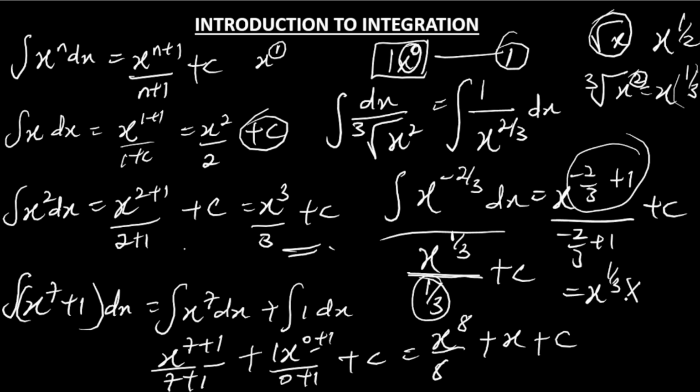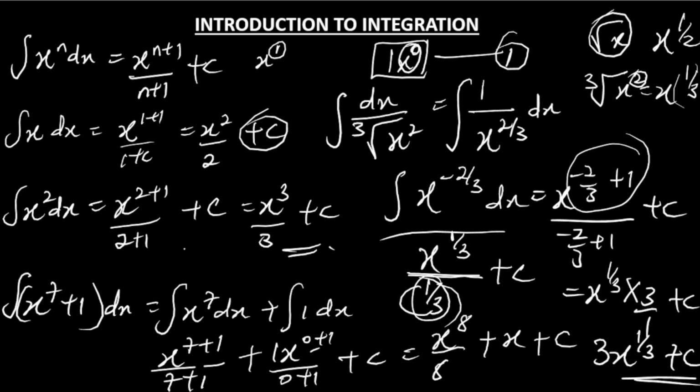Since we have a division sign here, changing it to multiplication, they will switch positions, plus c. Therefore, we have 3x raised to the power of 1 over 3 plus c. So that is the final answer to this particular problem. I hope you've been able to understand what integration is all about.